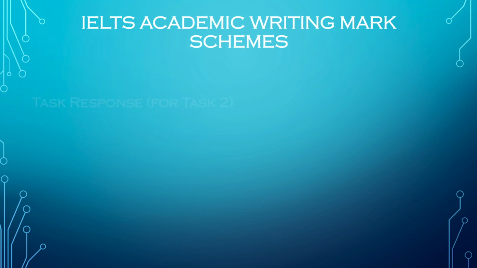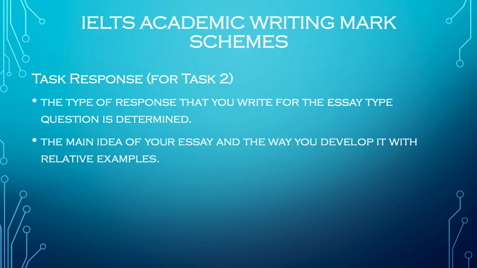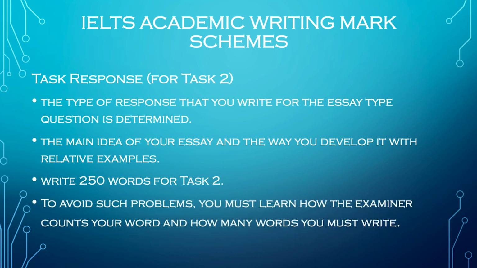So, on to task response for task 2. In this criterion, the type of response that you write for the essay type question is determined. It assesses the main idea of your essay and the way you develop it with relevant examples. You're supposed to write 250 words for task 2. Otherwise, you will be penalized for under word count. To avoid such problems, you must learn how the examiner counts your words and how many words you must write. Don't worry, I'll be providing you all with a guideline about the same in our next video.